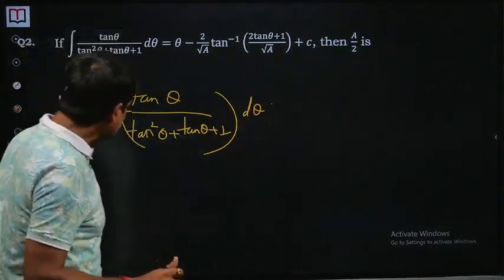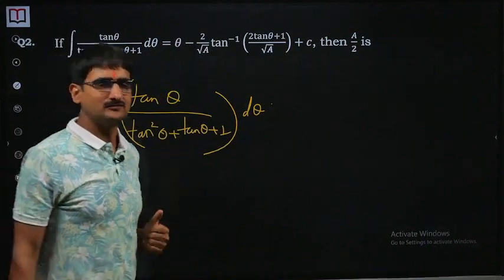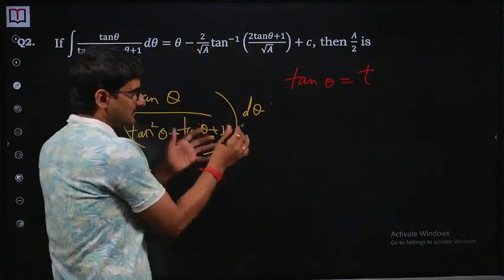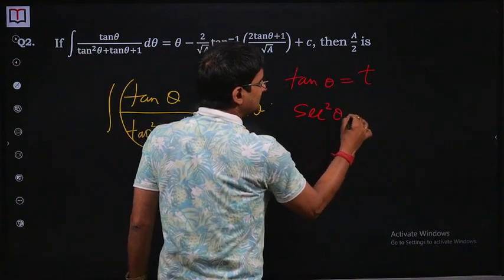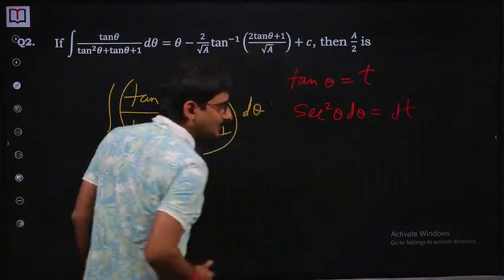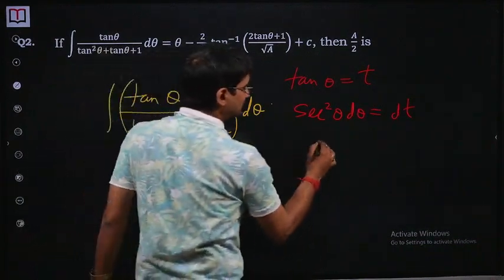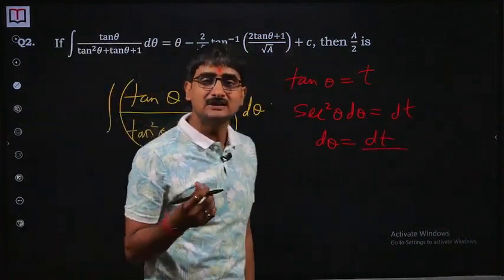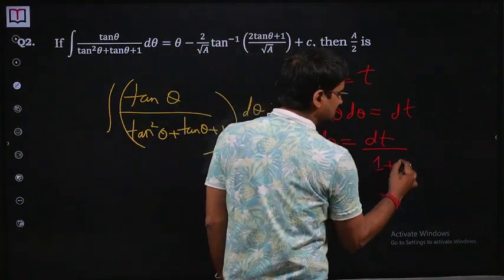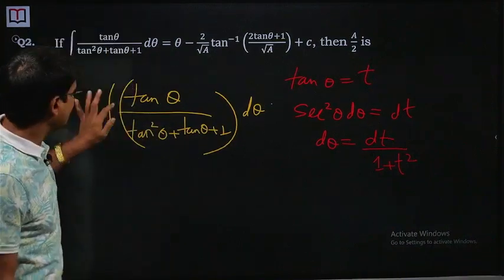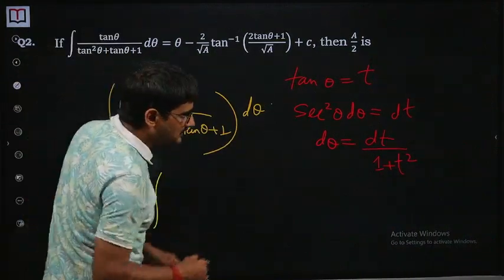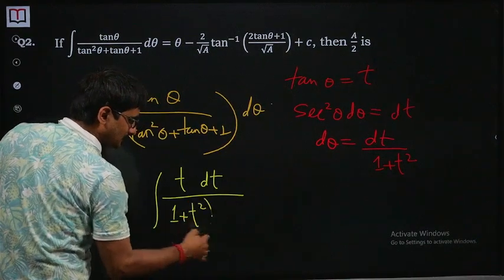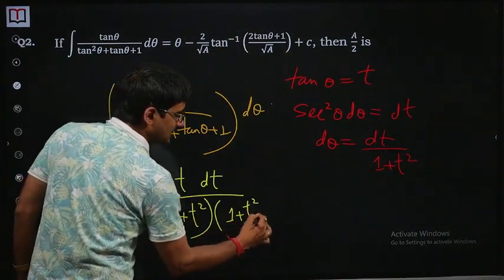See, again the first thing that struck my mind looking at this question was, let us replace tan theta by t. The beauty is that the derivative of tan theta is sec square theta, which we can again express in terms of tan theta. So I can replace d theta as dt by sec square theta, and sec square theta we all know is 1 plus tan square theta, and tan theta is t, so 1 plus t square. That will help us write this integrand completely in terms of t. So t dt over (1 plus t square) into (1 plus t square plus t).